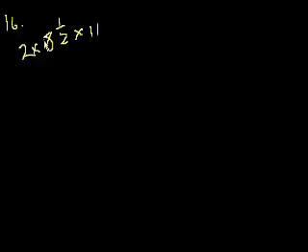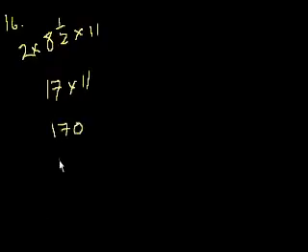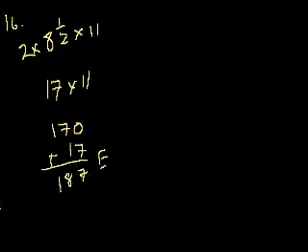And I want to do this first just so I can get rid of this mixed number. So 8.5 times 2, that's 17 times 11, which is going to be what? 17 times 11 is 170, because that's 17 times 10, plus 17. So that's 187. That's choice E. So let's do problem 17.